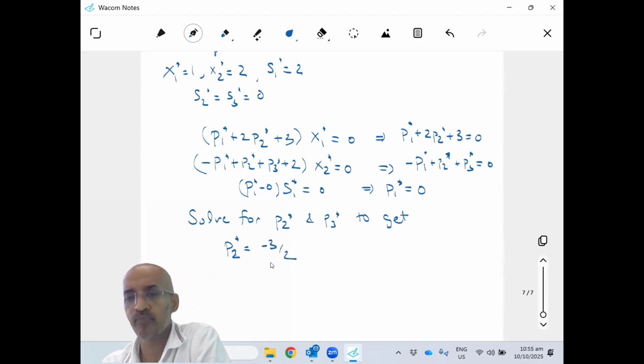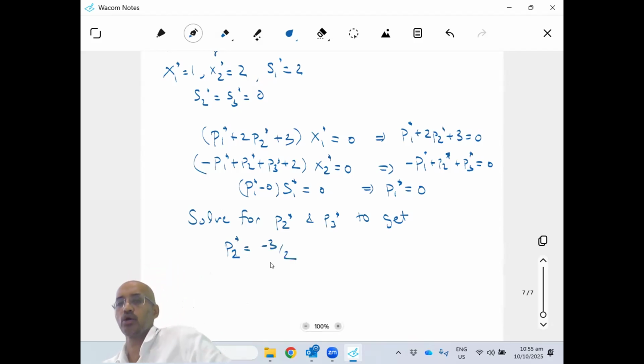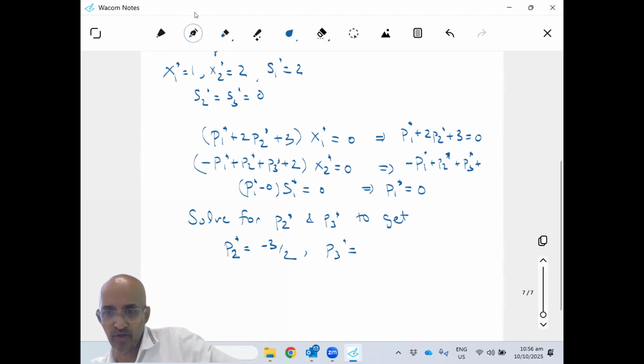Minus 3 by 2. And if P2 star is minus 3 by 2, P3 star should be, I'm sorry, this should be a plus 2. You didn't tell me. This should be plus 2. Plus 2 equal to 0. There's a plus 2 here. So if this is a minus 3 by 2 plus a 2, that's a half. Half plus some number is equal to 0. So this should be minus half.